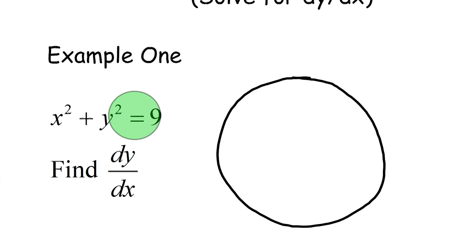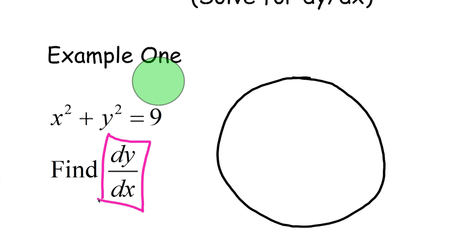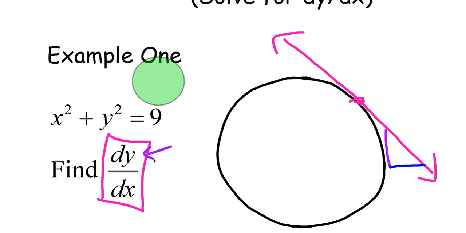Okay, so this question says to find dy dx. Now, what does that actually mean in terms of the circle? Well, if we wanted to find the slope of the tangent line at a particular point on the circle, say right here, we want to figure out what the slope of this line was. In other words, change in y divided by change in x. This is what dy over dx would give us. Now, all we would need is what this point is right here.